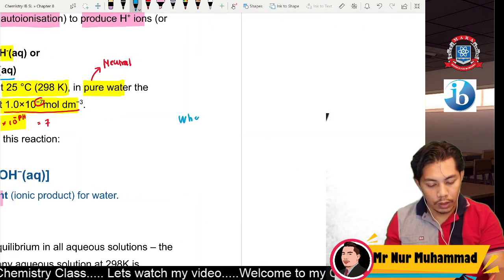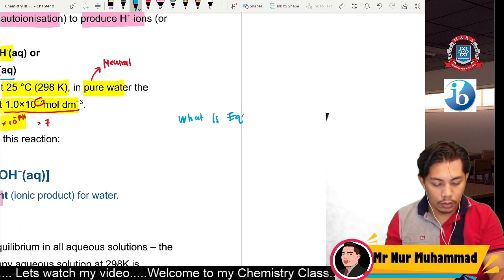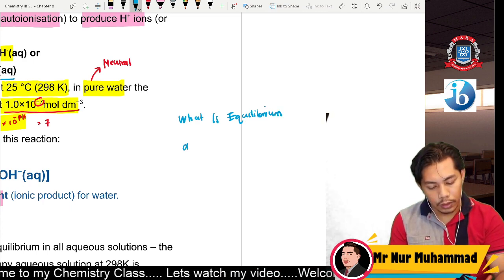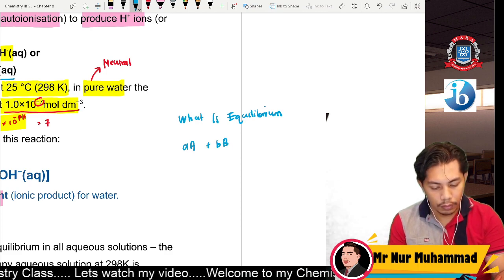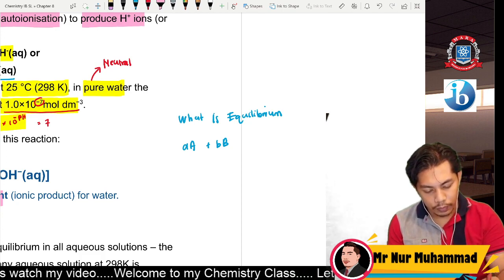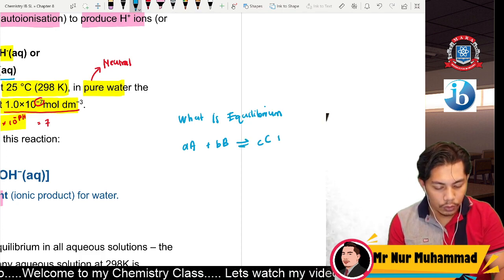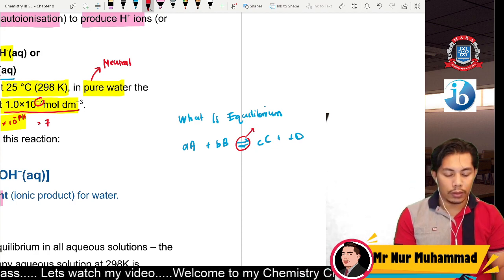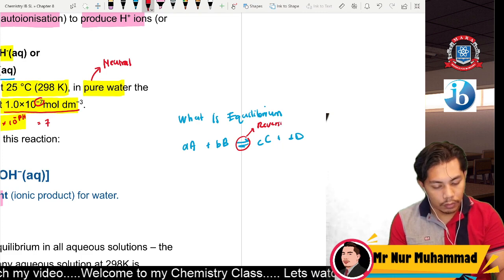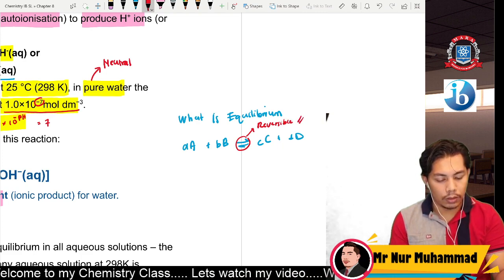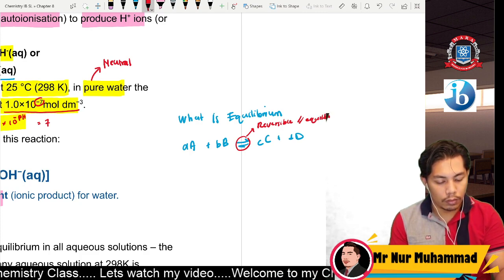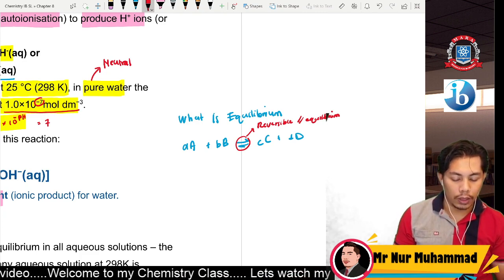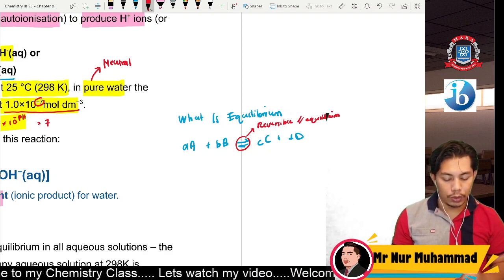So what is equilibrium? Let's say reactant A reacts with B and produces C plus D. This symbol means reversible reaction, or it is symbolic of equilibrium. So there are two ways of reaction: the reactants react to form products, and the products can react with each other to form the reactants again.